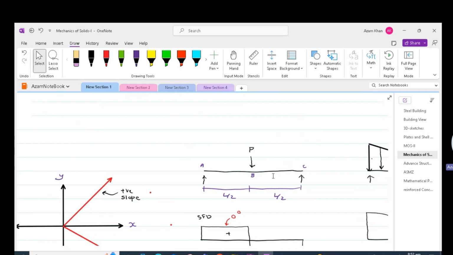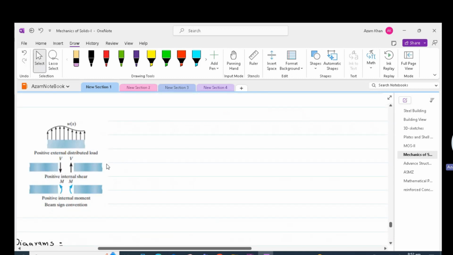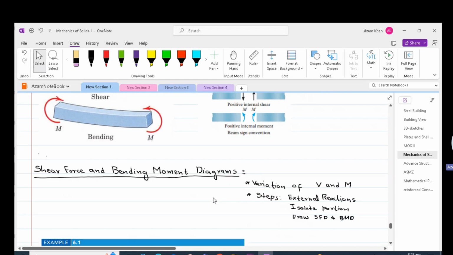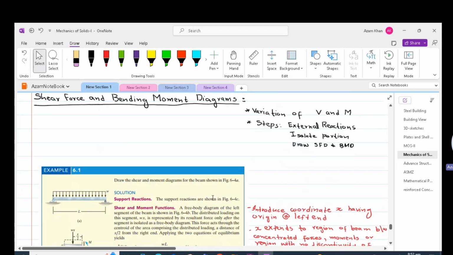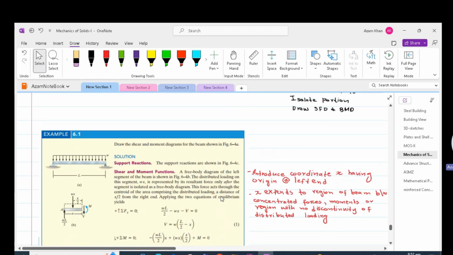Just to reiterate finally, the calculations for the shear and moment on each section chosen would be consistent with our positive sign convention illustrated in this figure. Now let us do some examples in order to clarify whatever we have said so far. So we will start with drawing bending moment and shear force diagram using first principle.